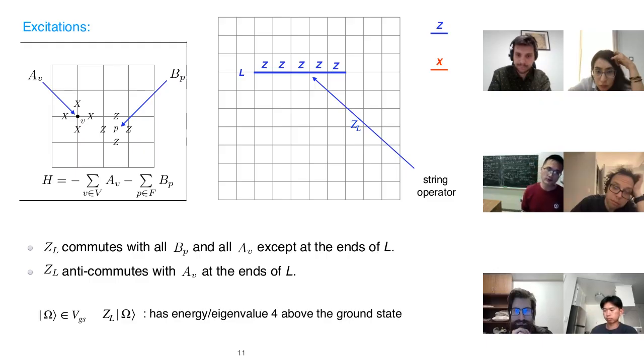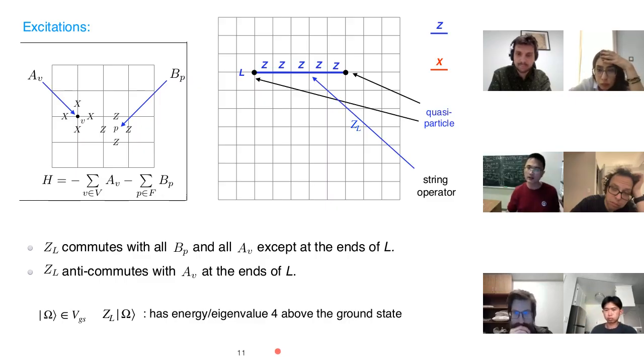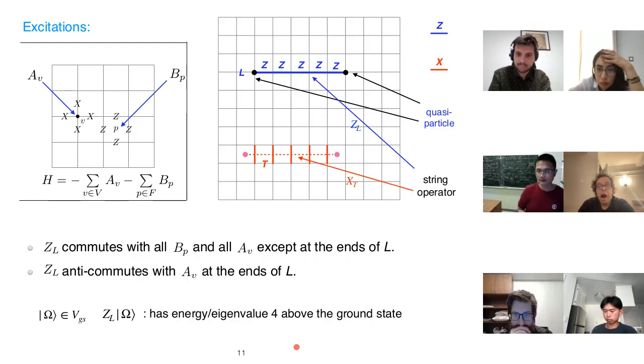So that means if we start with the ground state, omega, and we apply such a string operator to the ground state, then we will end up with an excited state, which has an energy of 4 more than that of the ground state. So essentially, we created a quasi-particle excitation at the end of the string. And similarly, we can also apply a sequence of Pauli X operators along a string in the dual lattice, and then it creates again a pair of quasi-particles at the ends of this dual string.